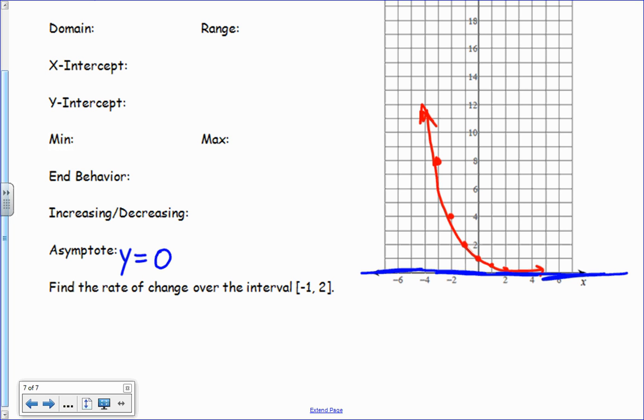So let's start back up here at the top with our domain, range, and all that. The domain should be the easiest piece of this whole thing because with the arrows on the two ends of the graph, the domain is always -infinity to +infinity. Always. With arrows on the left, arrows on the right, the domain goes from -infinity to +infinity.